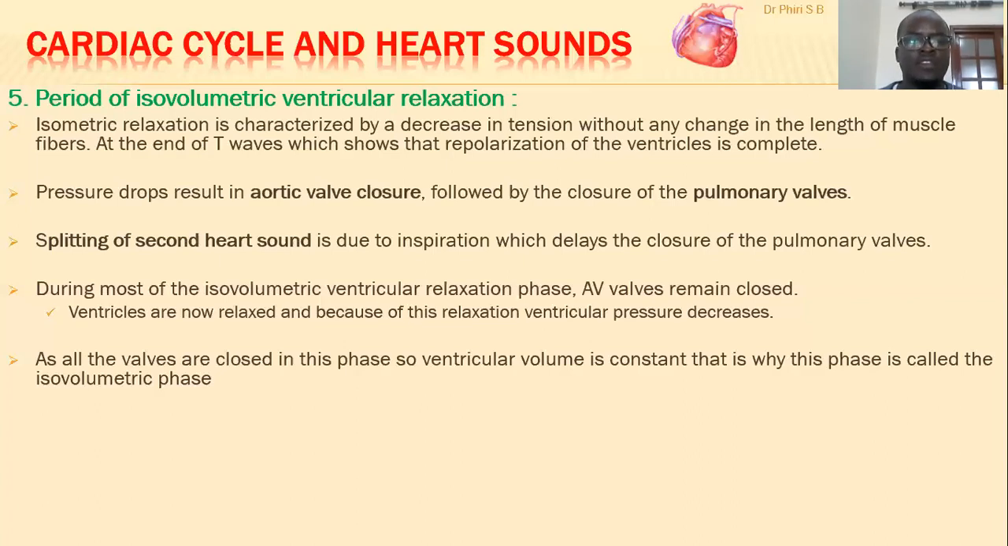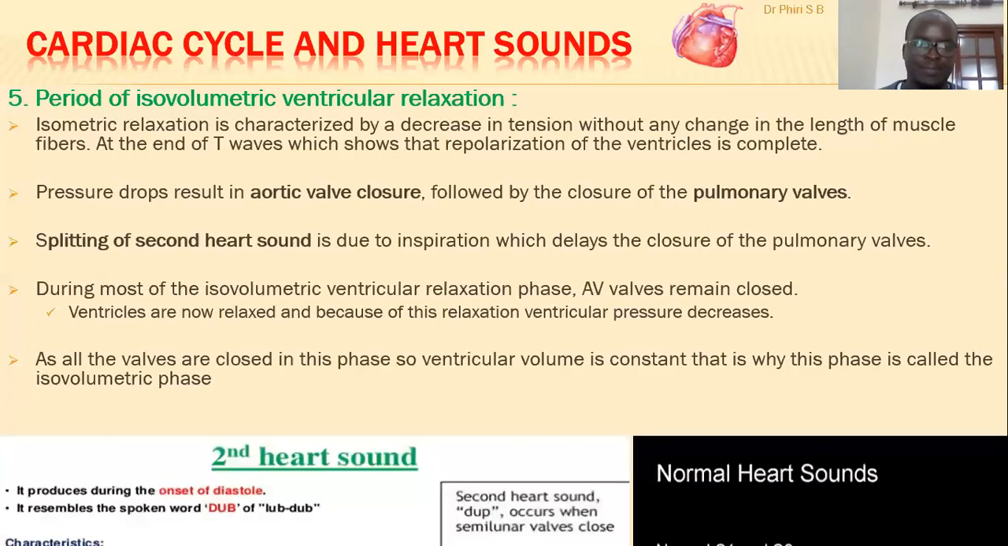So as all the valves are closed in this phase, the ventricular volume is constant. That is why this phase is referred to as the isovolumetric phase. So the volume remains constant because both the AV and the semilunar valves are now closed. So in as much as the ventricles are relaxing, there is no filling of blood into the ventricles. So the volume remains the same. So that's why it's referred to as isovolumetric ventricular relaxation.